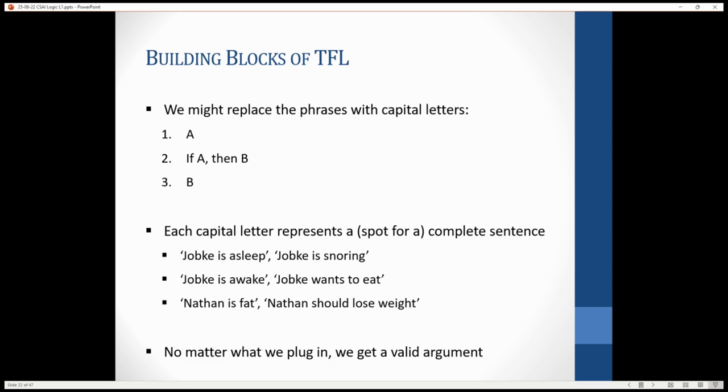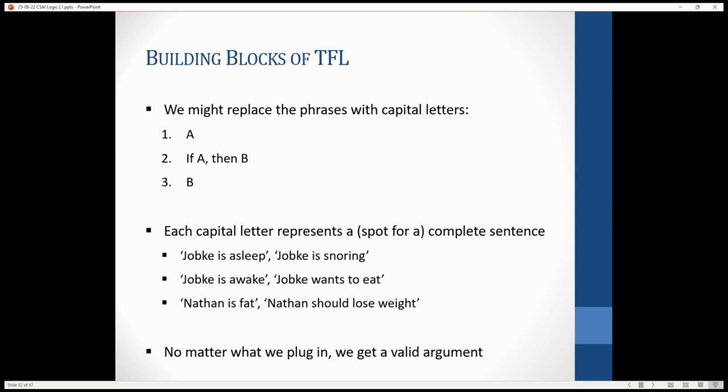Okay, so cool. We might get rid of the baby talk because I'll get sick of that really fast. And instead, we might just replace the phrases with capital letters, right? So, A, if A then B, B. Now note, what do each capital letter here stand for? They stand for some complete sentence. So A might be Yopka's asleep, or Yopka's awake, or Nathan is fat. B might be Yopka snoring, Yopka wants to eat, Nathan should lose some weight, that's very hurtful, and I think you really should apologize. Right?